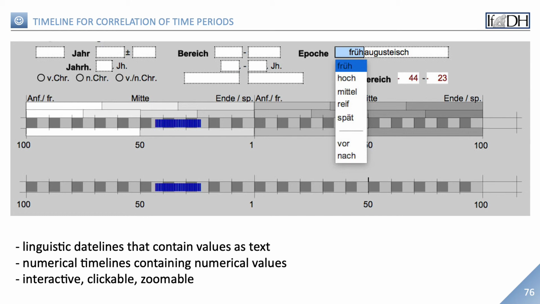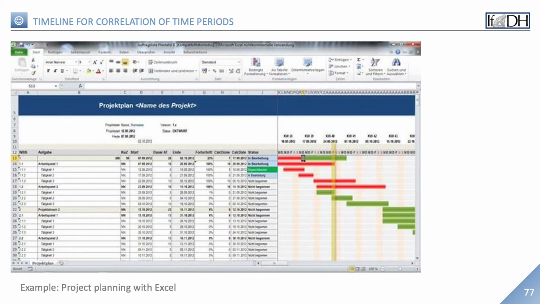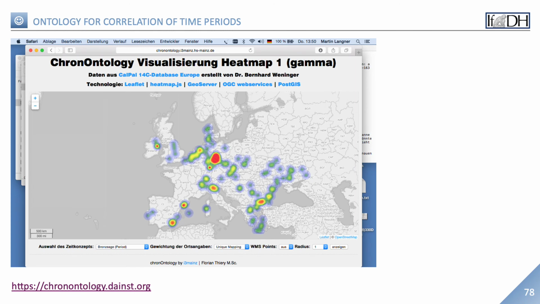My approach was designed to be user-friendly in that the actual timeline was interactive, clickable and zoomable as a visualization of the inputs. However, the modeling of timelines would also be conceivable in spreadsheet programs that contain a project planning option. Much more complex is the IDAI ChronOntology web service, which combines time terms with dating.